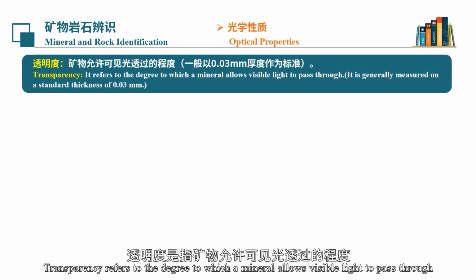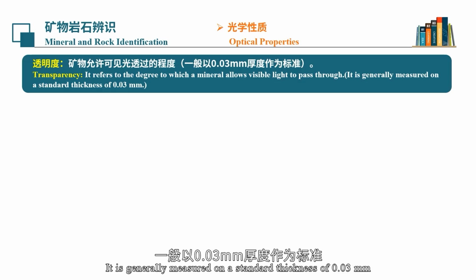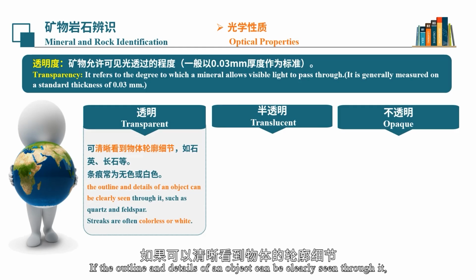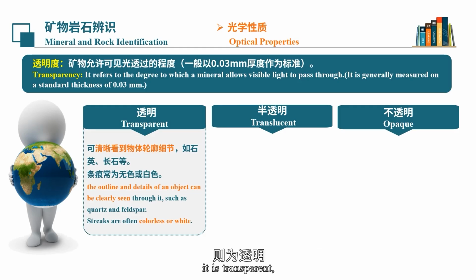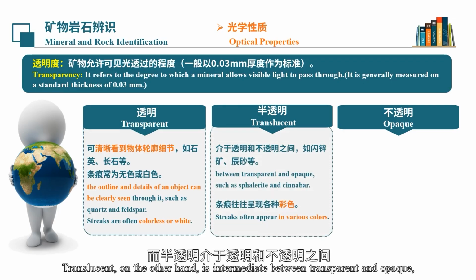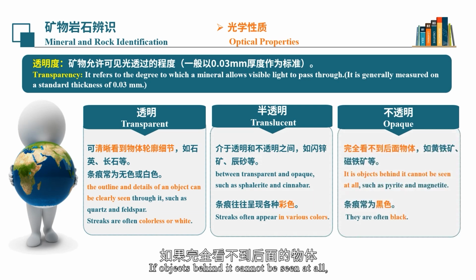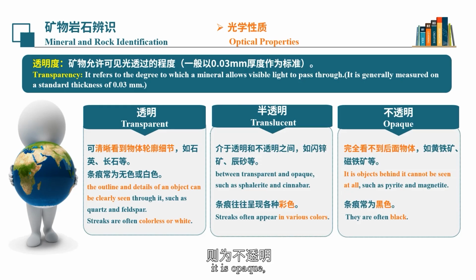Transparency refers to the degree to which a mineral allows visible light to pass through. It is generally measured on a standard thickness of 0.03 millimeters. Minerals are classified as transparent, opaque, or translucent. If the outline and details of an object can be clearly seen through it, it is transparent, such as quartz and feldspar. Translucent, on the other hand, is intermediate between transparent and opaque, such as sphalerite and cinnabar. If objects behind it cannot be seen at all, it is opaque, such as pyrite and magnetite.